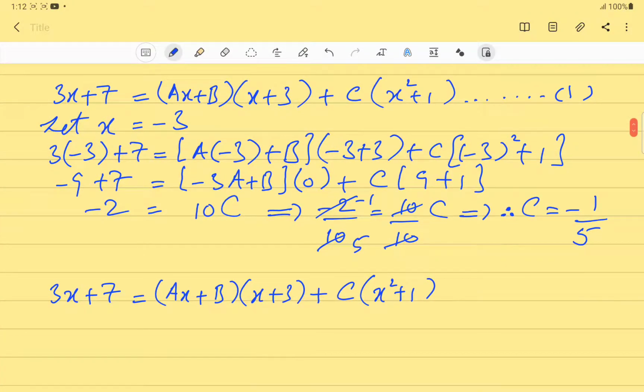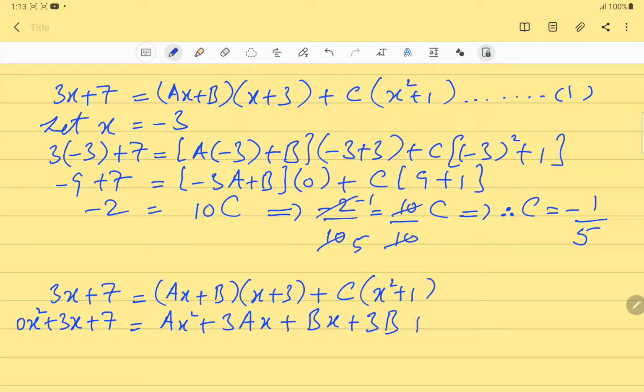Okay, let's multiply. And on the left side we can also write 0x squared, because we don't have any value of x squared, so we have assumed it as 0. Now we multiply ax with x plus 3, so ax squared plus 3ax, then b will be multiplied with x plus 3, so bx plus 3b, cx squared plus c.